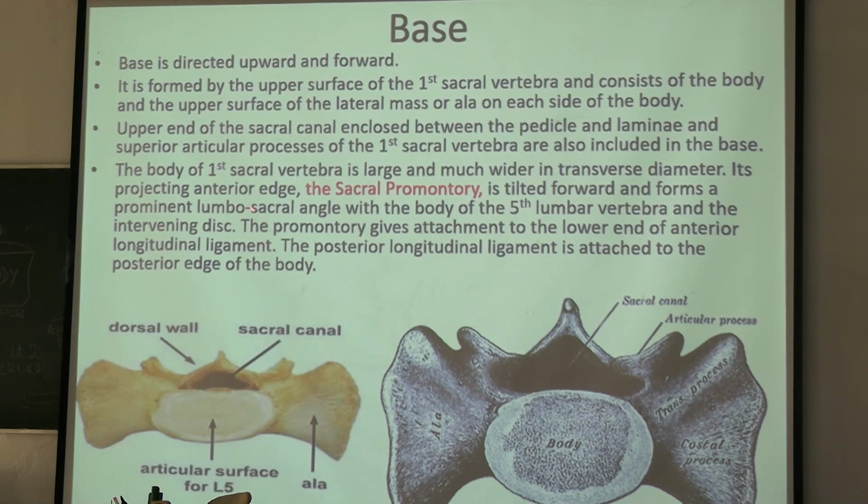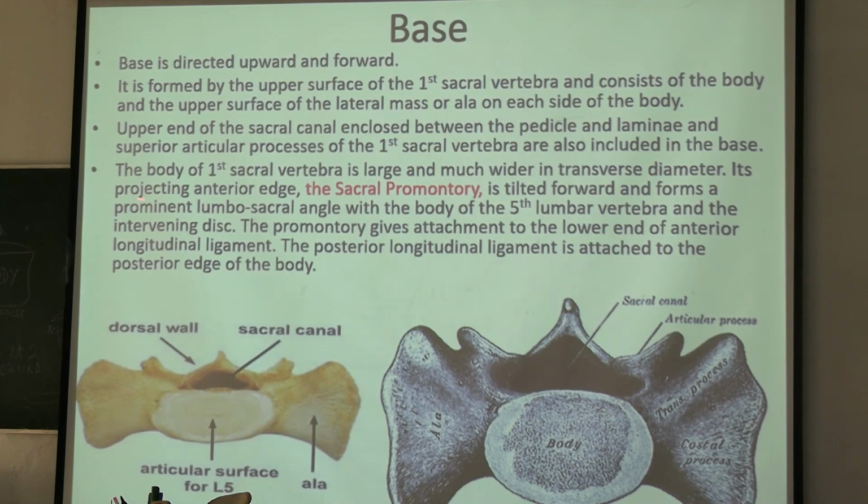Okay, and the body of the first sacral vertebra is large and much wider in transverse diameter. See, it is oval in shape. The transverse diameter is more than the anteroposterior diameter. And its projecting anterior edge, this is the anterior edge, is known as the sacral promontory. Very frequently asked question: what is the sacral promontory? Different diameters are measured from this sacral promontory. That's why it has clinical importance also.